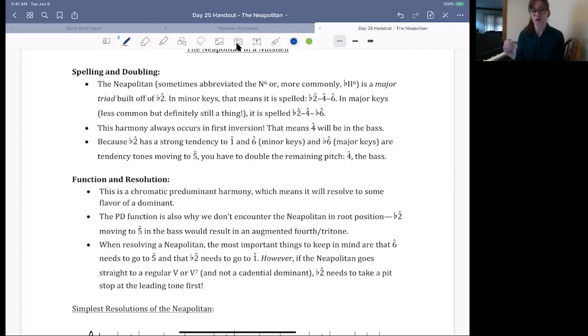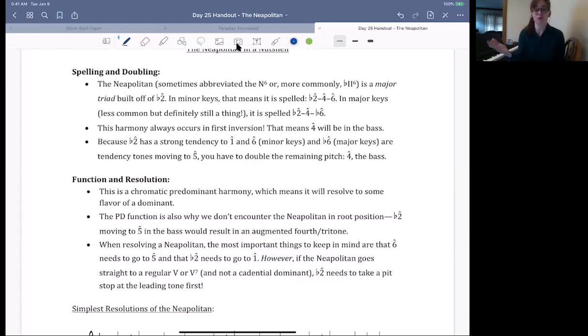Flat 2, where does it want to go? Anytime you alter a pitch, it wants to keep going in the direction of its alteration. So flat 2 really wants to go to 1. Scale degree 6 in a minor key, or flat 6 in a major key, also really wants to go somewhere. It really wants to go down to 5. So because both of those tendency tones are going a very specific place, you can't double them, right?